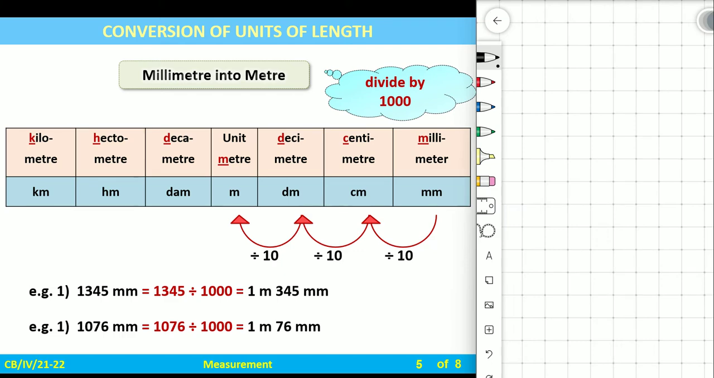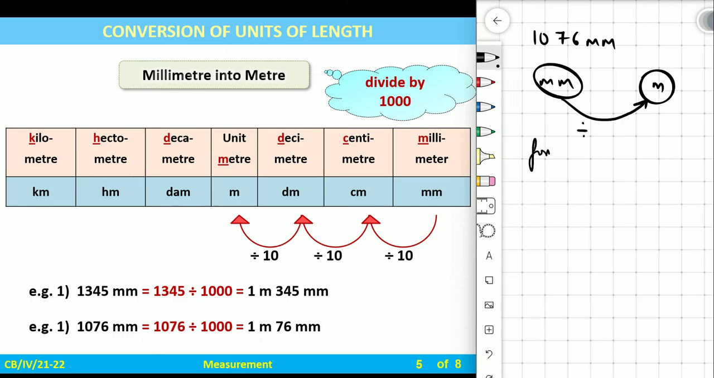Okay, now the next question is 1076 millimeter. If you want to convert it, we have to convert from millimeter to meter. Going from millimeter to meter, from a smaller unit to a larger unit, you must divide. You must remember the formula.